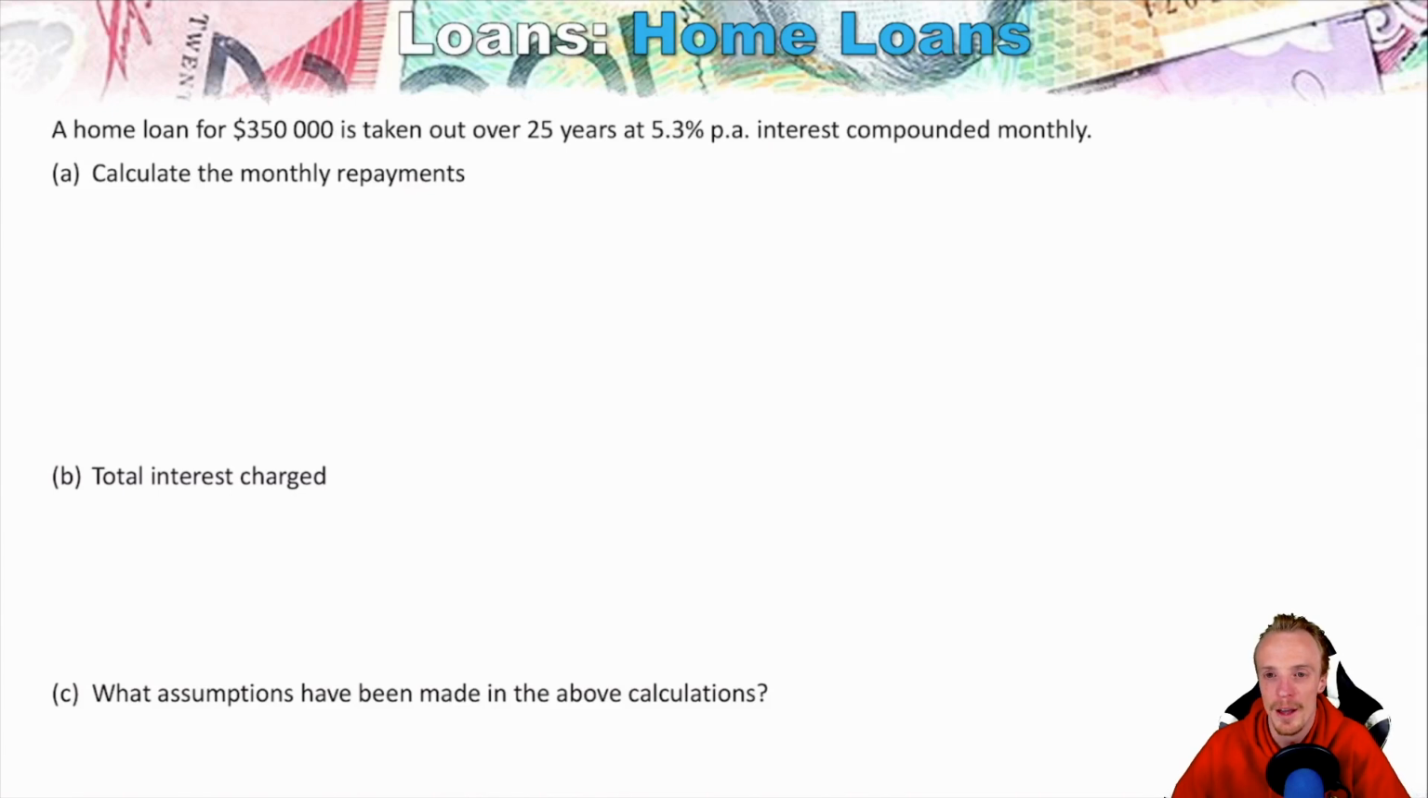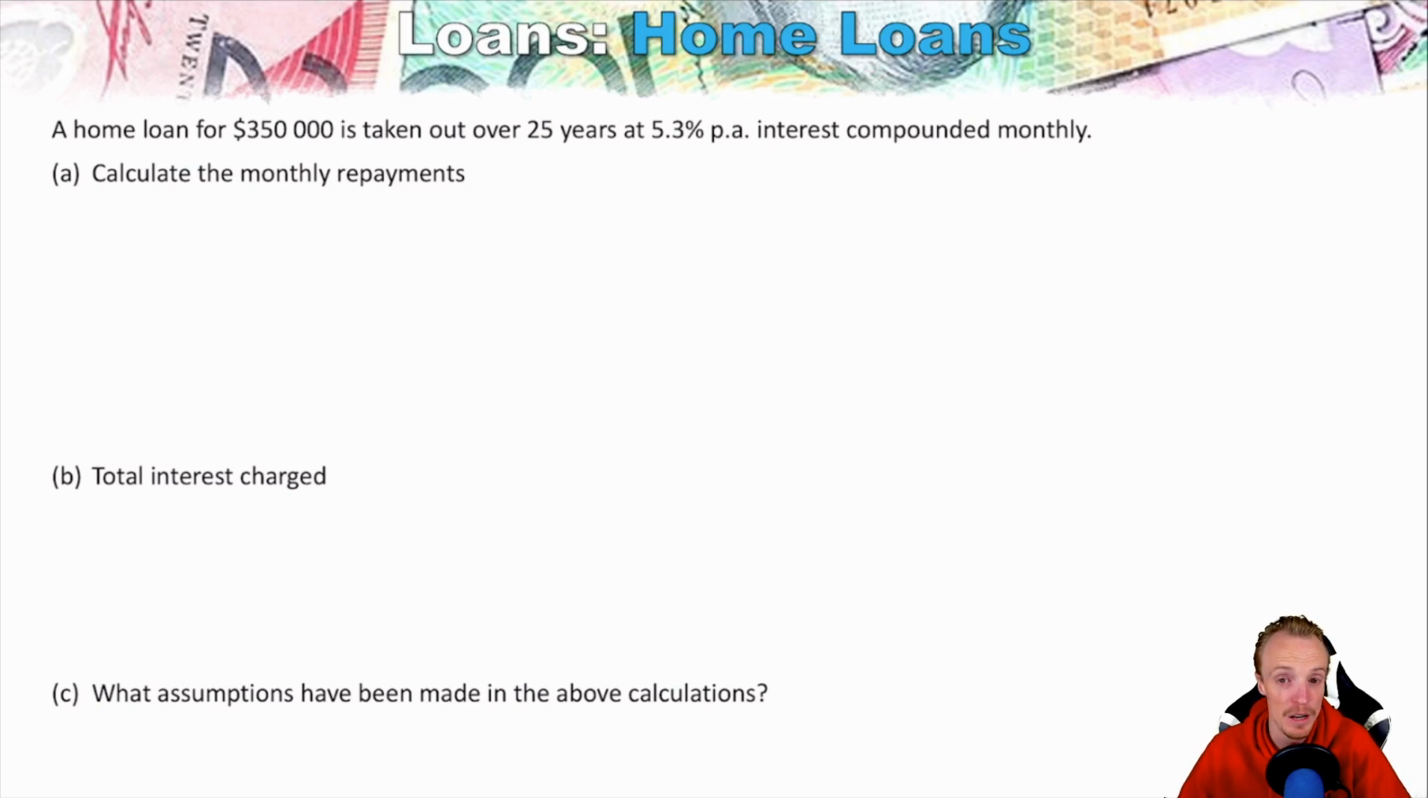So let's start talking about home loans. Now, home loans are most commonly going to be principal and interest loans or reducing balance loans, in that you're paying off the principal and the interest at the same time until you reduce your balance to zero, hence repaying the entirety of the loan.